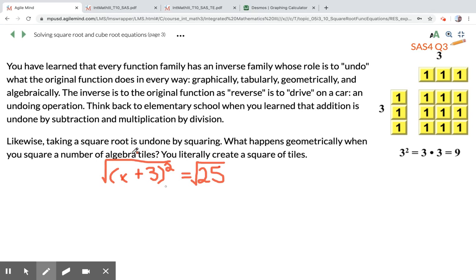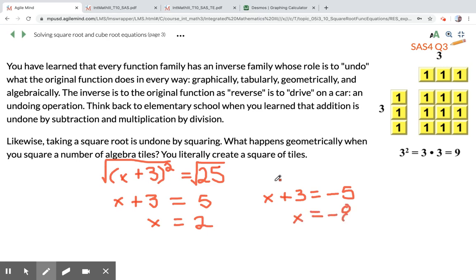What you want to keep in mind is what we were just talking about. While there is an x plus 3, this means you could either get x plus 3 equals 5, or you could actually get x plus 3 equals a negative 5. Because 5 squared would give me 25, but negative 5 squared would also give me 25. And this means I actually have two solutions. If I subtract 3 from both sides, I get x equals 2. And over here, if I subtract 3 from both sides, I get x equals a negative 8.